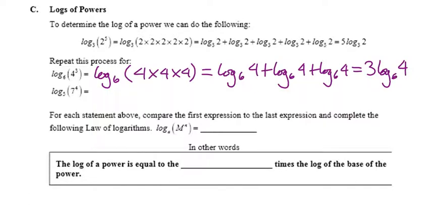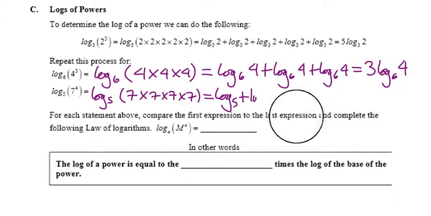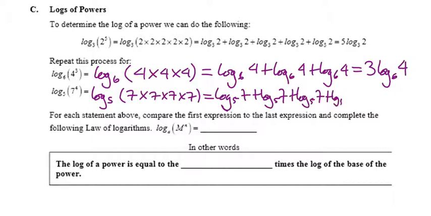Okay? And log base 5 of 7 to the 4th is log base 5. 7 to the 4th is 7 times itself 4 times. It's the log of a product, so we write it as the sum of the individual logs. So log base 5 of 7, plus log base 5 of 7, plus log base 5 of 7. And how many of those do we have? 4 of them, so it's 4 times log base 5 of 7.